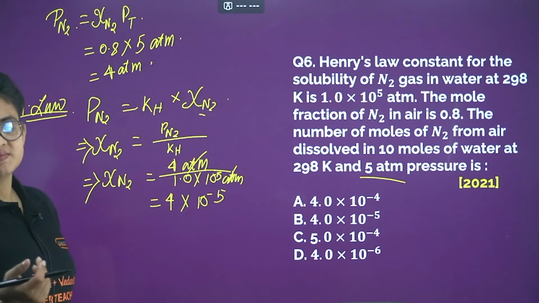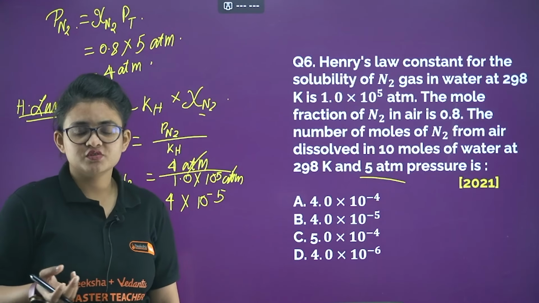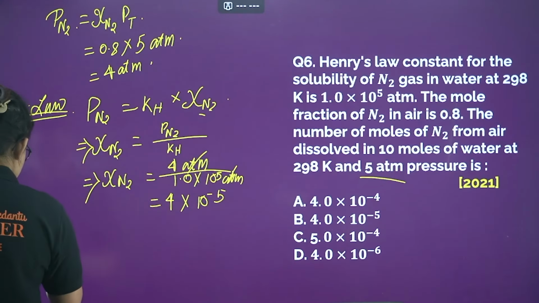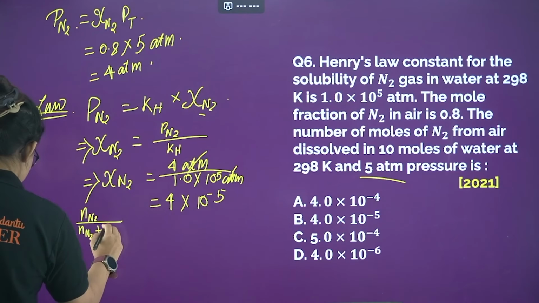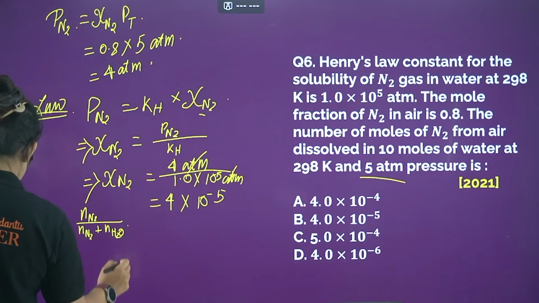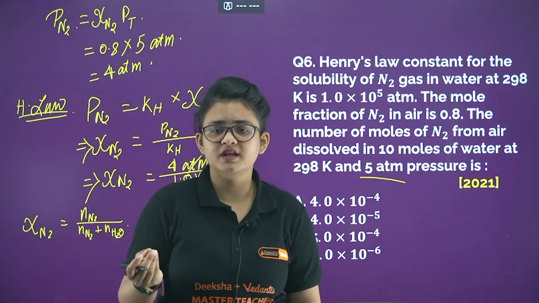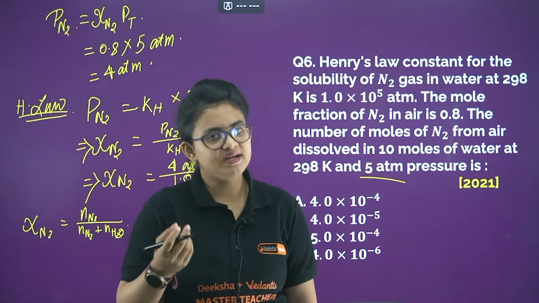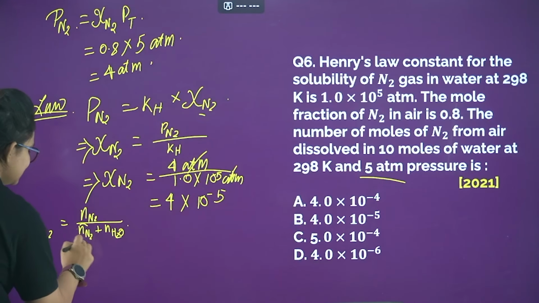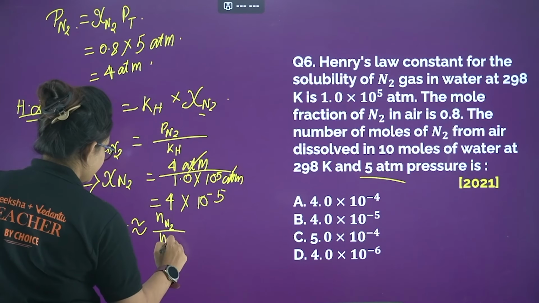Now the next step is quite similar to the last one. From the mole fraction you have to calculate the number of moles of N2. The mole fraction of N2 is the number of moles of N2 divided by the number of moles of N2 plus the number of moles of water. Again, the same approximation: a very small amount of gas dissolves in water, so the number of moles of water is much larger. A small value added to a very big value can be neglected. So the equation is approximately the number of moles of N2 divided by the number of moles of H2O.